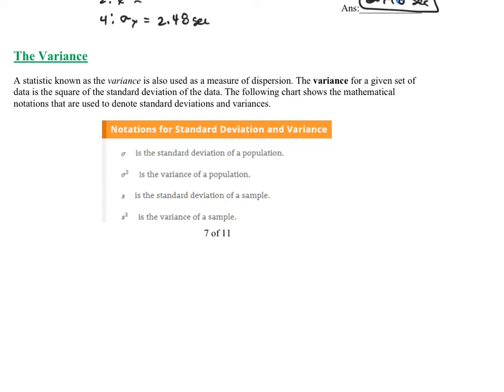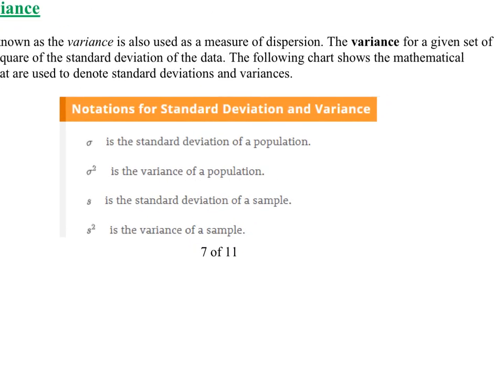It says a statistic known as the variance is also used as a measure of dispersion. The variance for a given set of data is the square of the standard deviation. So it says the following chart shows the mathematical notations that are used to denote standard deviations and variance. So if you have sigma, that's your population standard deviation, just do the square of that, that's your variance. If you have S or Sx, that's your sample standard deviation, then just square that number. That gives you your variance.